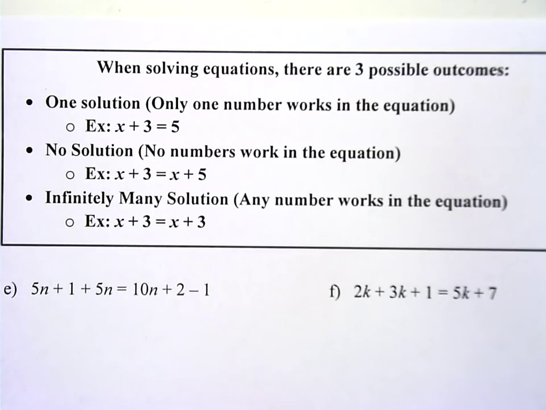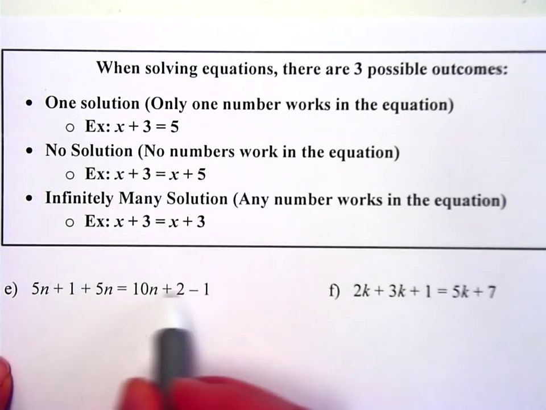But when you have variables on both sides, besides the possibility that you will end up with one solution, you might end up also with no solution or an infinite number of solutions. And here is how that looks. So here are your examples, but let's talk about solving.